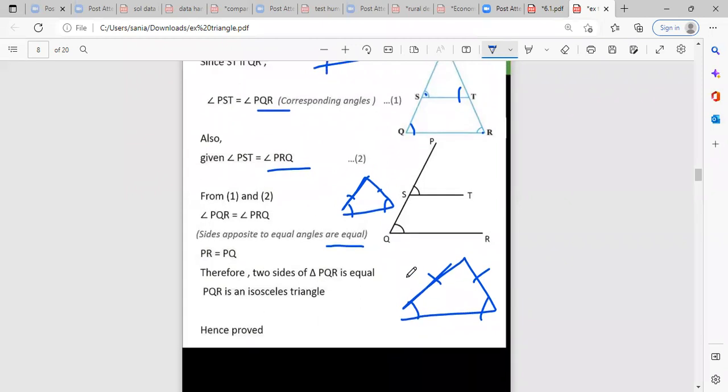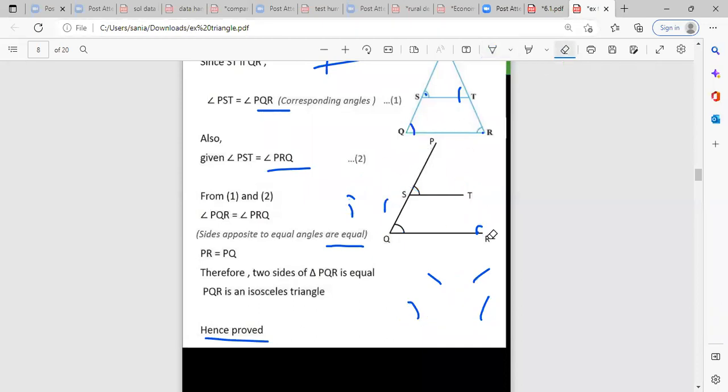So over here, what we proved is that angle PQR is equal to angle PRQ. So opposite angles are equal, which means their opposite sides will be equal. So PQ will be equal to PR. Clear? So hence proved. Any doubt? No.